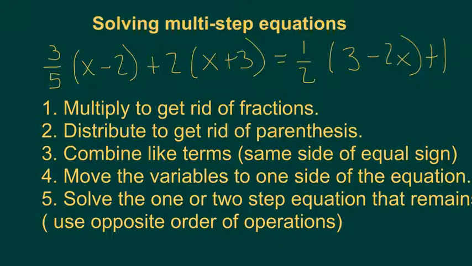Then you would end up having a 1 or 2 step equation. After you've done these steps, you will most likely end up with a 1 or 2 step equation. If you didn't, chances are you've made a mistake. All right, let's take a look at some examples here, some simpler examples in this one.